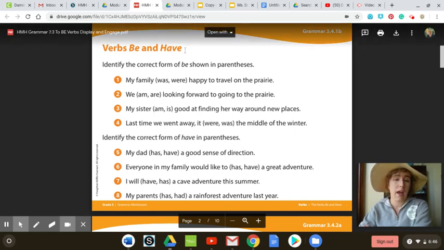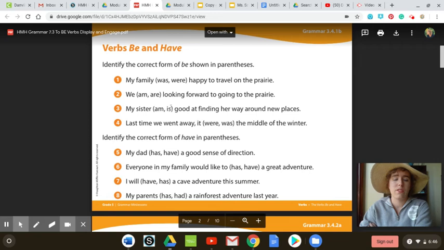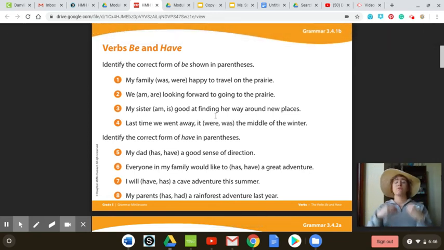So the verbs be and have. Identify the correct form of be shown in parentheses. Now, all of these words in parentheses are forms of be, okay? Because it's an irregular verb. So all of them are ways that we use be, but we are changing it based on tense and based on number, okay? So those are all forms of be, but we have to figure out the right one.